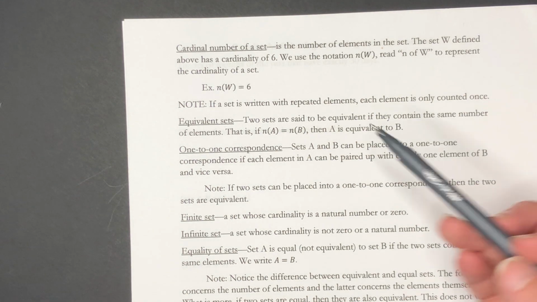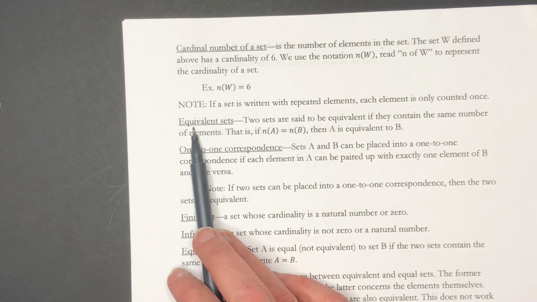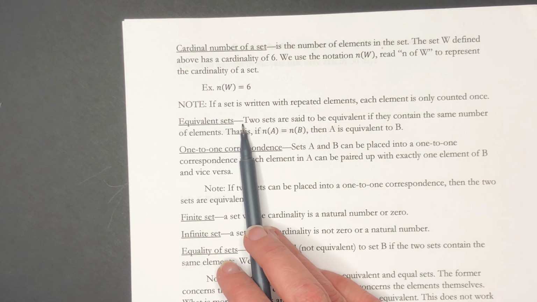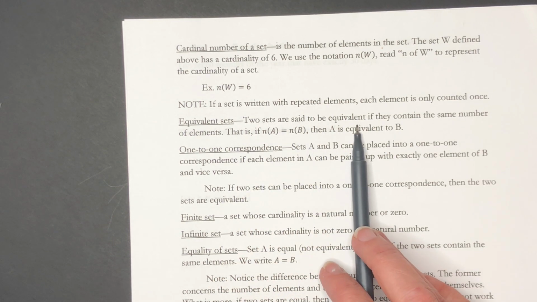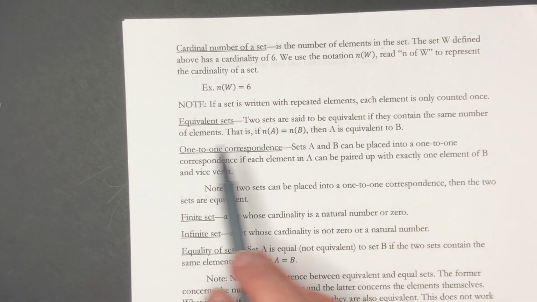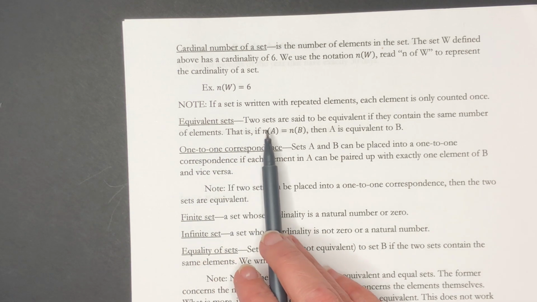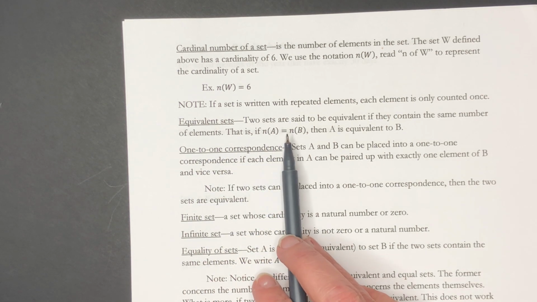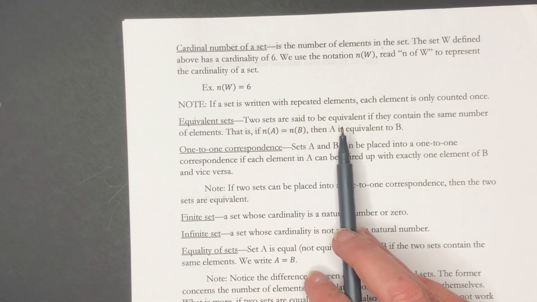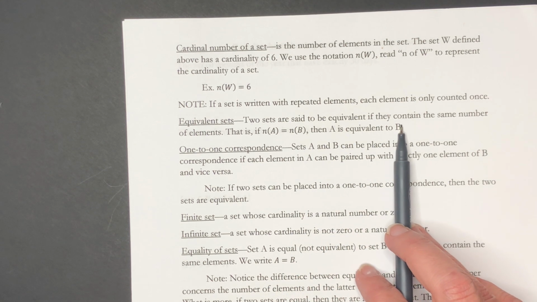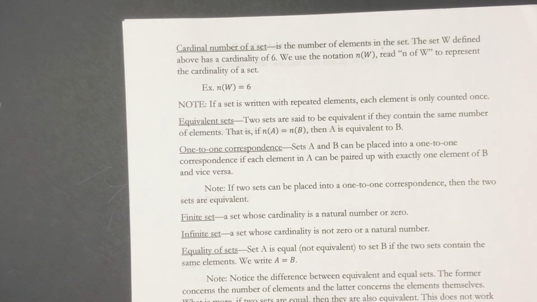Okay, now, right here, equivalent sets. Two sets are said to be equivalent if they contain the same number of elements. So if the number of elements in A is equal to the number of elements in B, then we say A is equivalent to B.